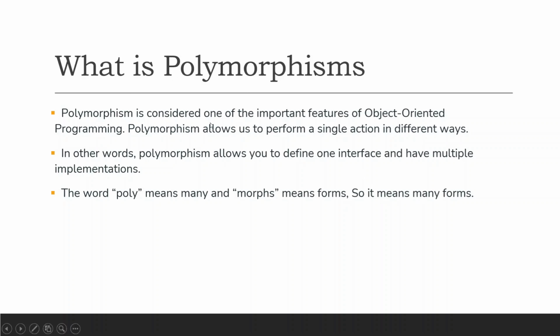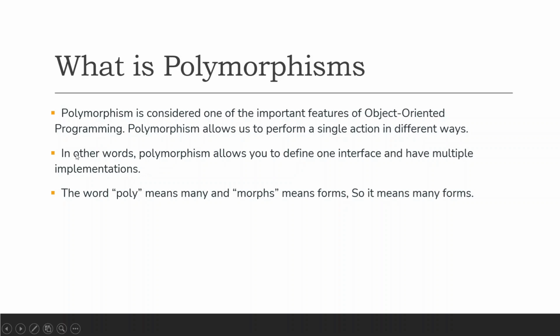Polymorphism is considered one of the important features of object oriented programming. Polymorphism allows us to perform a single action in different ways. In other words, polymorphism allows you to define one interface and have multiple implementations. So in Java or any other language, this is the description of polymorphism. Next topic is the types of polymorphism.